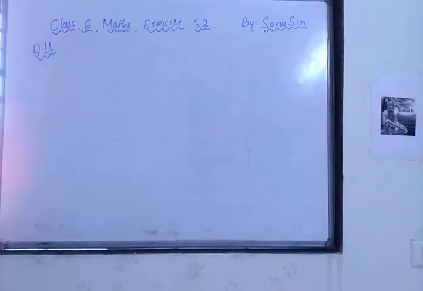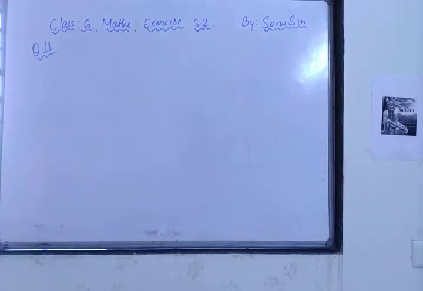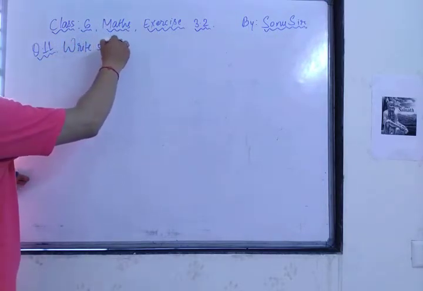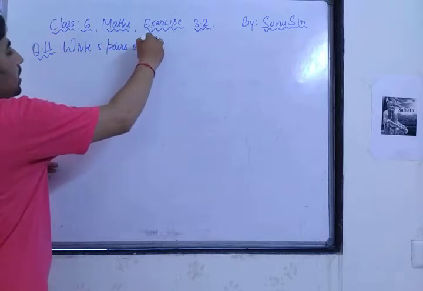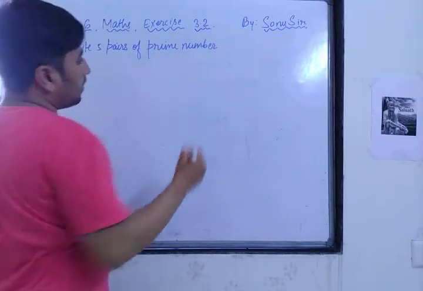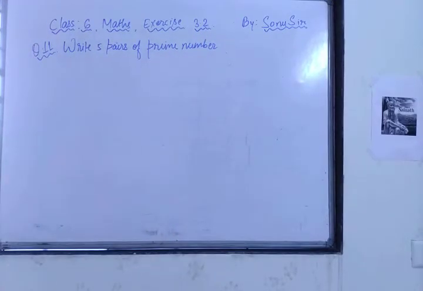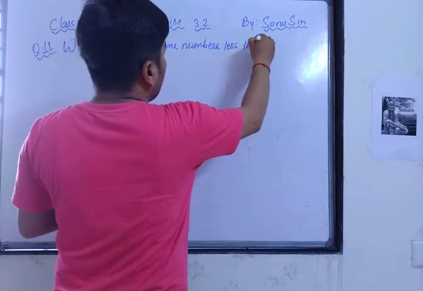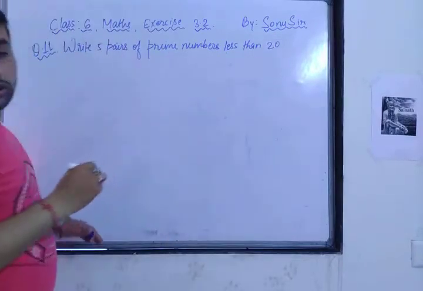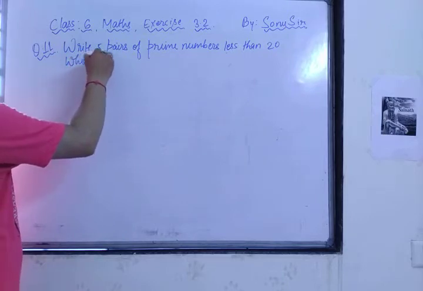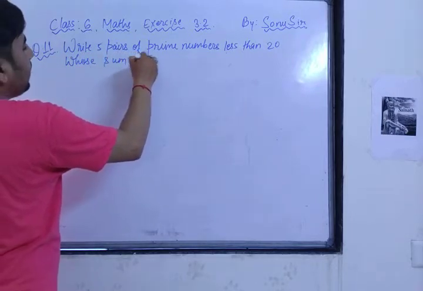So you can see question number 11. Our question number 11 is: write 5 pairs of prime numbers less than 20, whose sum is divisible by 5.